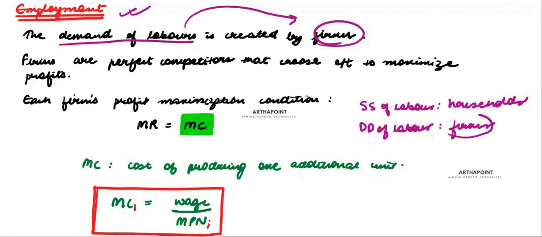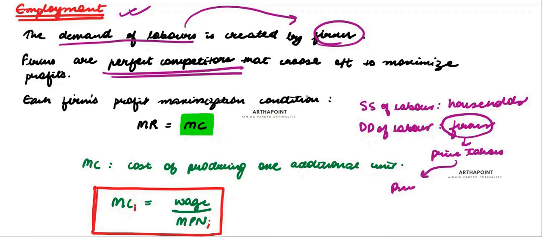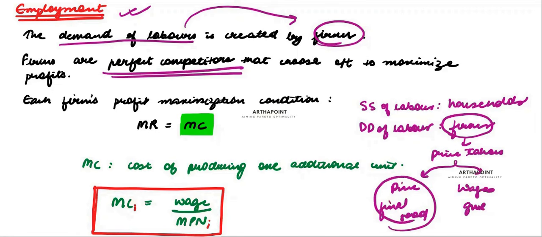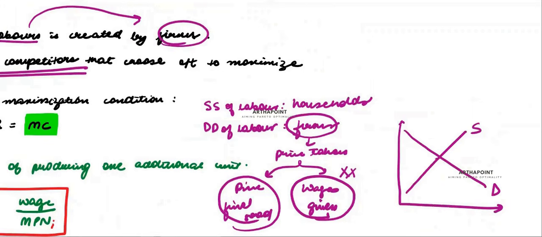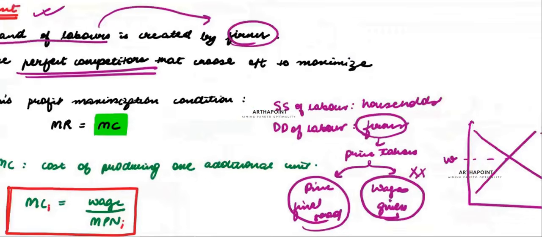And these firms are assumed to be in a perfectly competitive market. Which means that these firms are price takers, which implies that they will not only take the price of the final good, but they will also take the wages as given. So they will not determine the wage. The wage would be determined in the market, where demand equals supply.